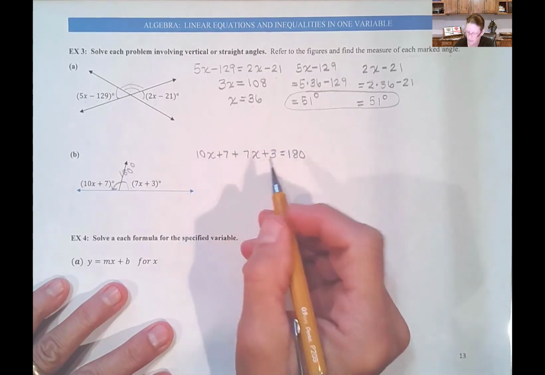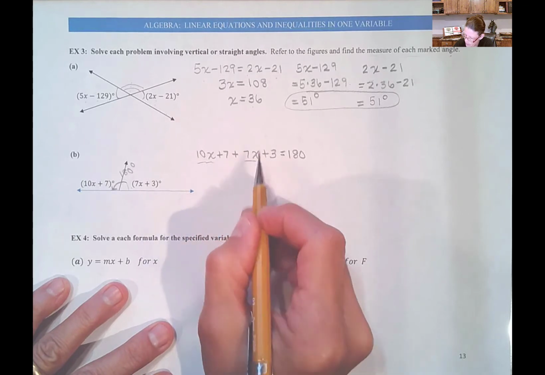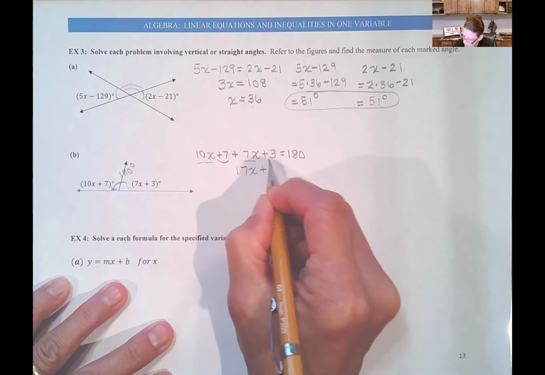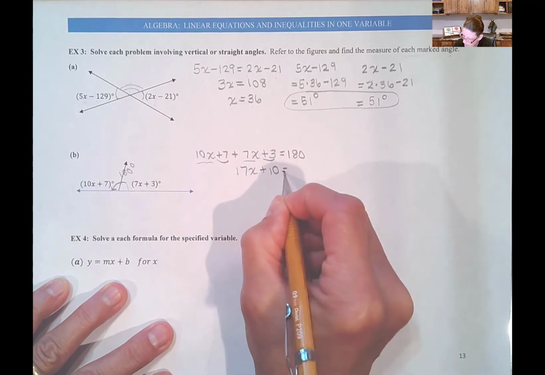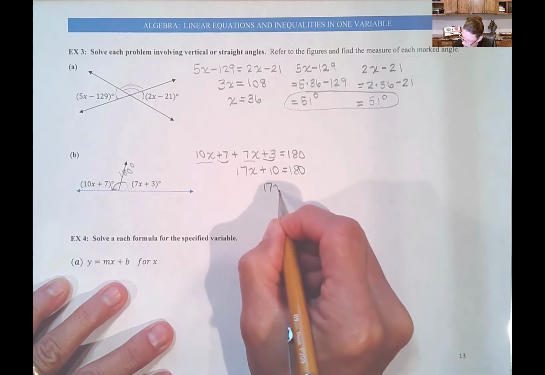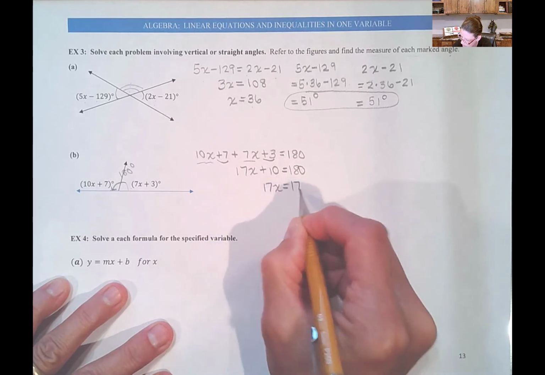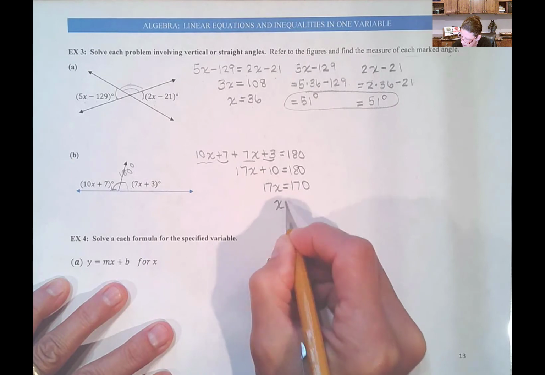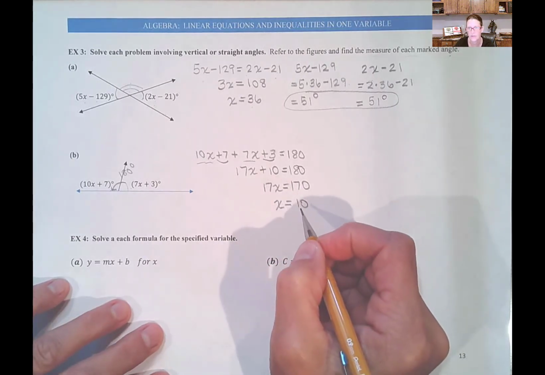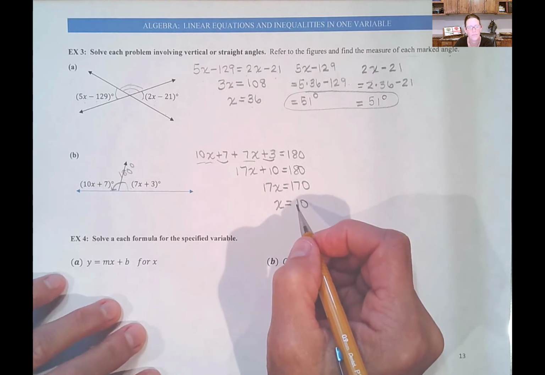Now we solve for x. Combining your like terms, 17x plus 10 is 180. Subtract 10 from each side to get 17x is 170. Divide by 17 to obtain 10. X is 10, but don't stop there. We want to find the measure of each marked angle.